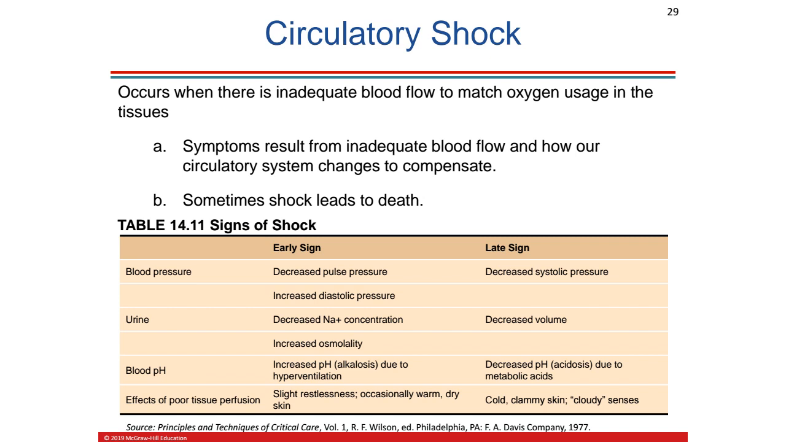Here are some signs of shock. You can, for example, have decreased blood pressure or pulse pressure. Later on, you might see decreased systolic pressure. Increased diastolic pressure is another sign, and so forth. These are things you would look for to indicate that someone actually has shock.